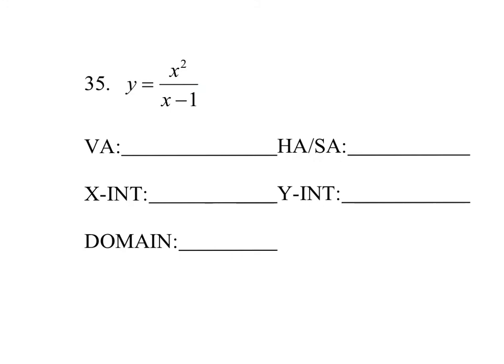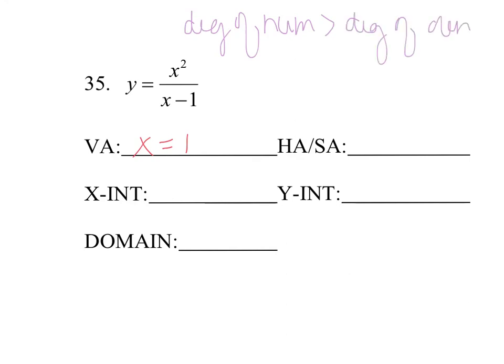Alright, and then for the last example for rational functions, this one's going to be a little bit different. We still find the VA the same way, it's x equals 1, but this time the degree of the numerator is larger than the degree of the denominator, and it follows that if it's exactly one more, then you're going to have a slant asymptote. So this degree is 2, this degree is 1. So you're going to have a slant asymptote, and how you find that is by using synthetic division.